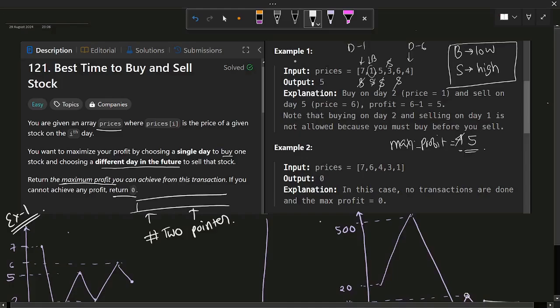Then we'll shift the sell pointer to the next value. 4 minus 1, still positive. It's 3, but our maximum profit is 5. So this will be our answer. See, the output is 5. Let's look at the second example.